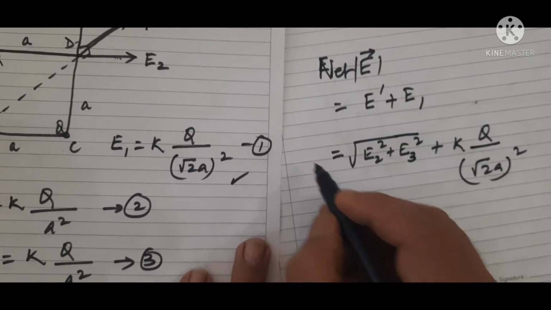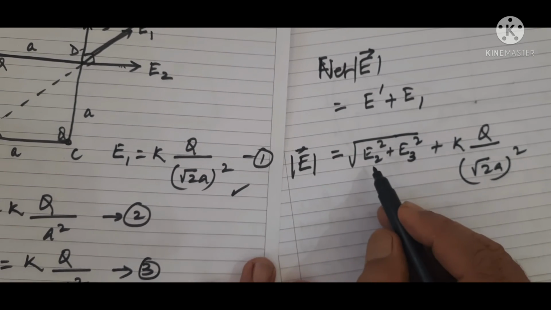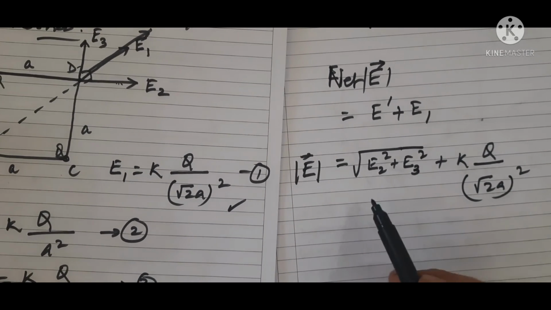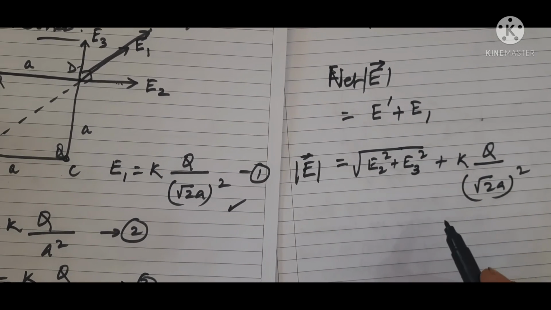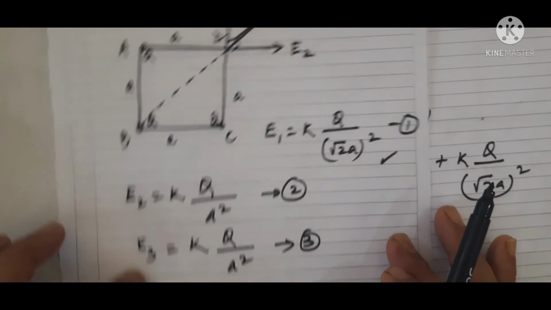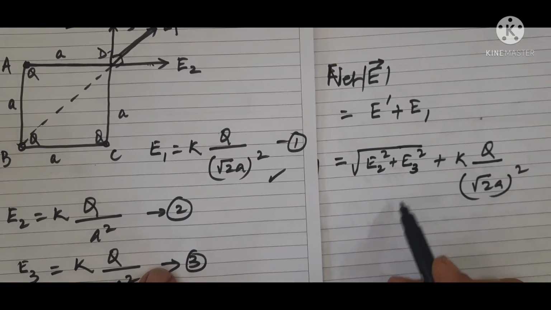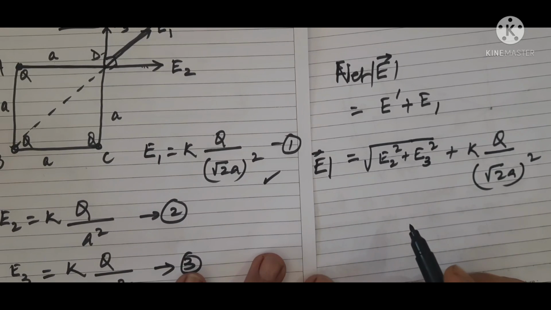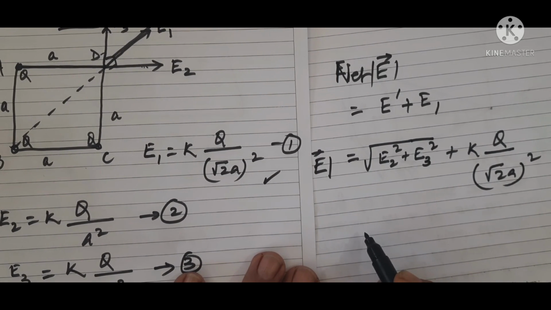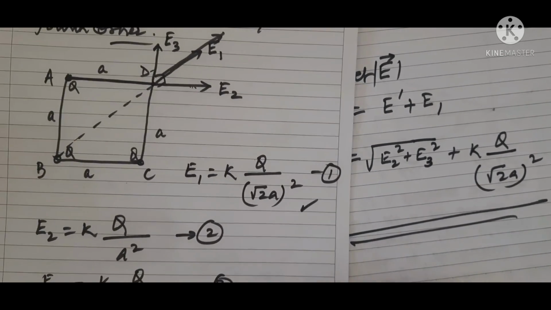Right? That will be your answer. Now put the value and get the answer. Very simple, just the calculation part is left. Put the values of E2 and E1, they have the same value, put it here, and ultimately you will get it. Right? And this is the way to solve this particular question.